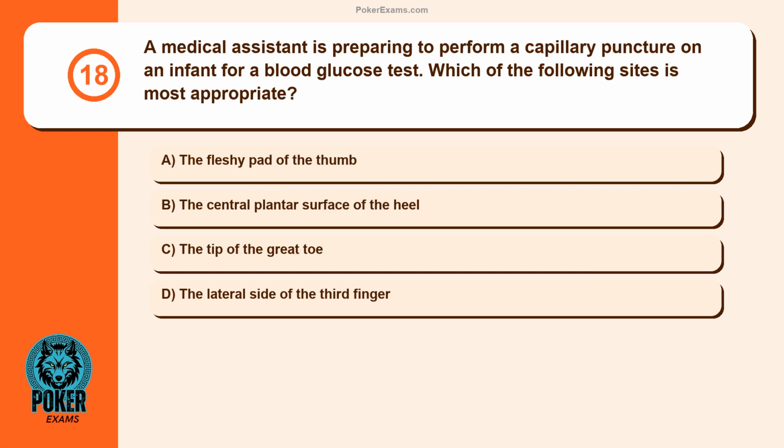Question 18. A medical assistant is preparing to perform a capillary puncture on an infant for a blood glucose test. Which of the following sites is most appropriate? The fleshy pad of the thumb, the central plantar surface of the heel, the tip of the great toe, the lateral side of the third finger.